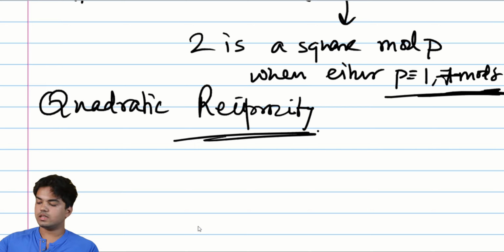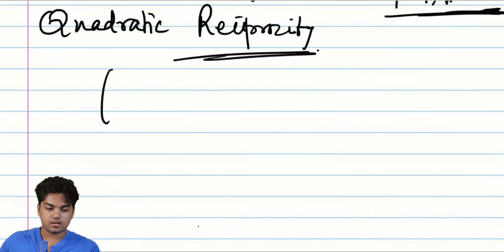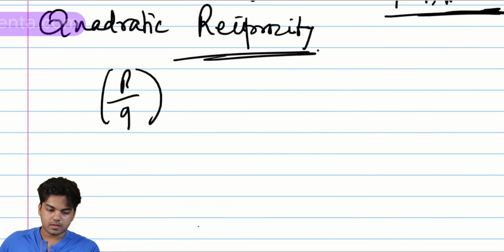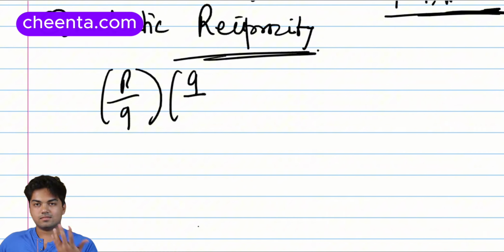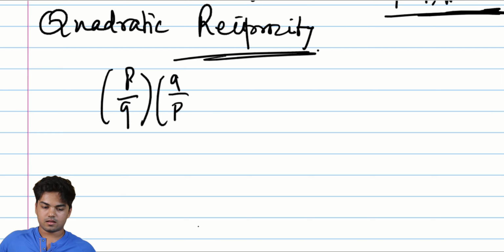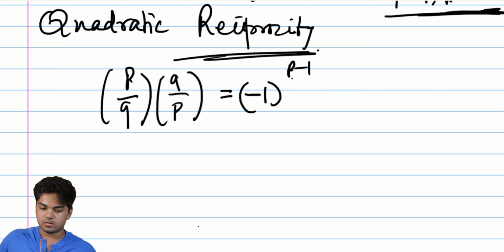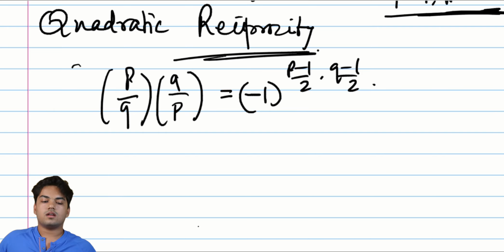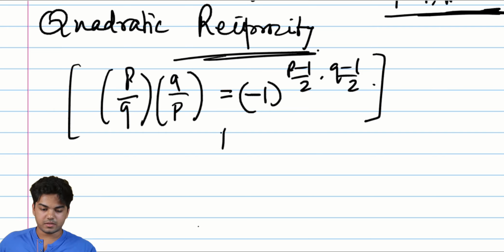I'll just write it down and I'll interpret it later. P by Q. Well, see, I just did that. It's not P by Q, it's the Legendre symbol of P over Q. (Q/P) is equal to minus 1 to the (P minus 1)/2 times (Q minus 1)/2. So pause the video and stare at it for a while, but let me say this first.